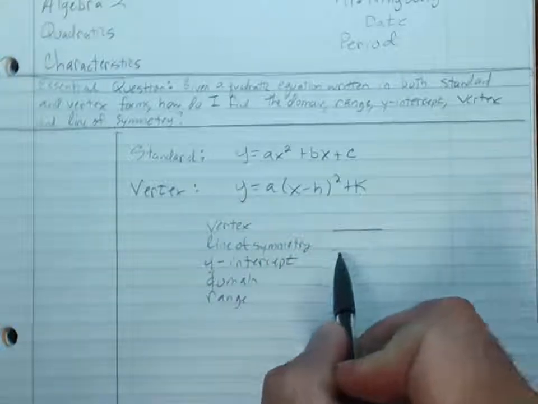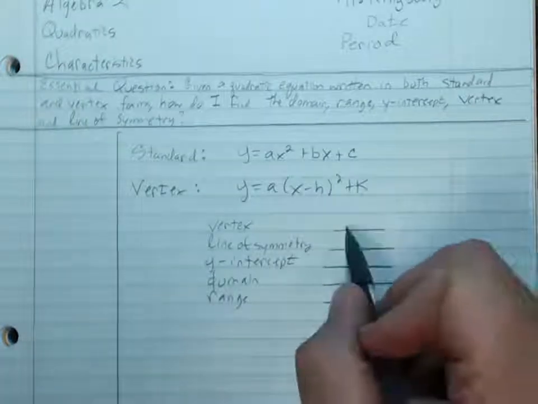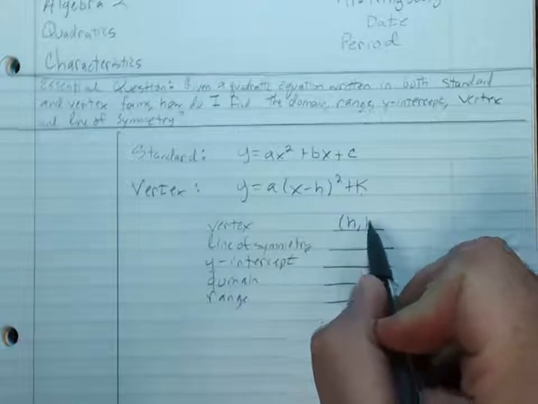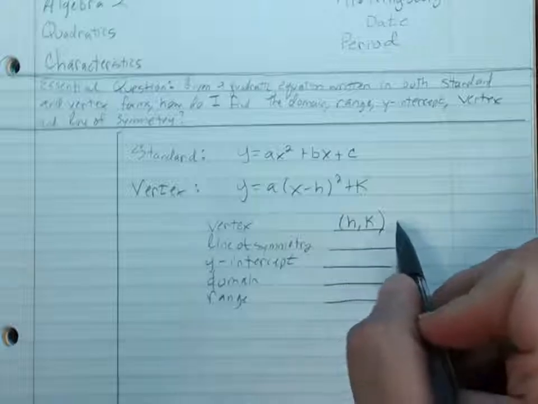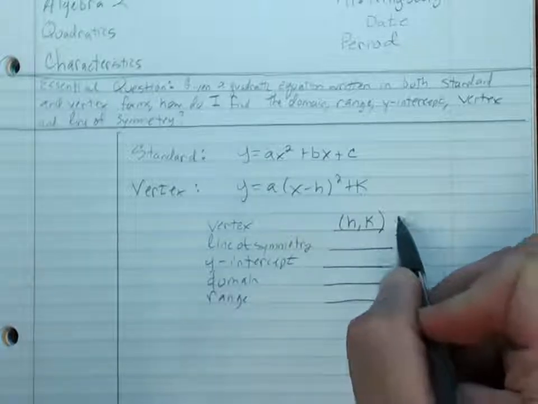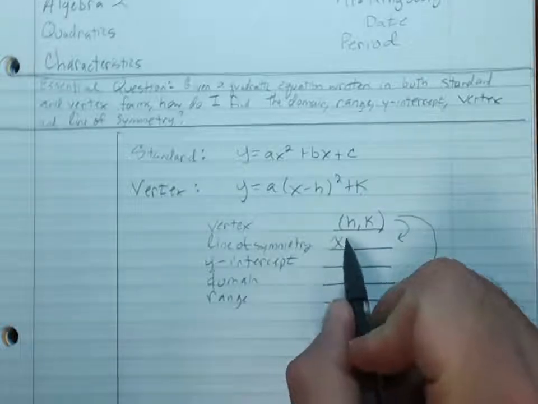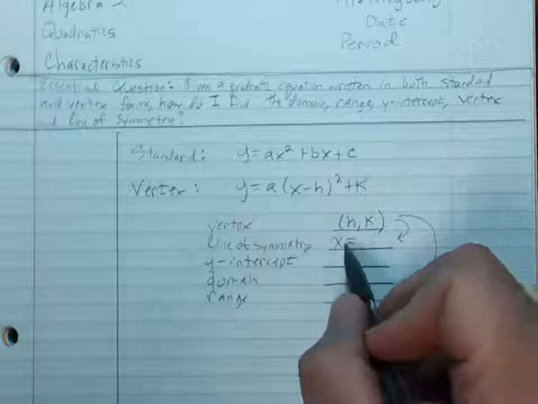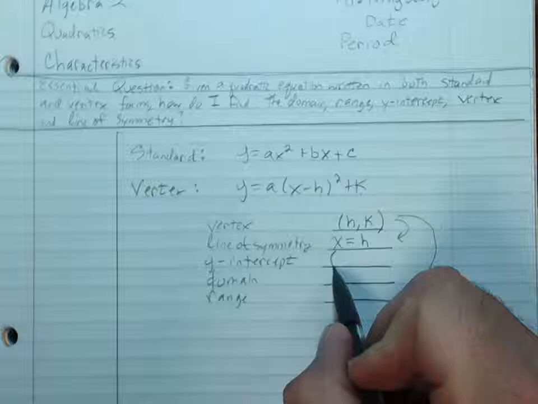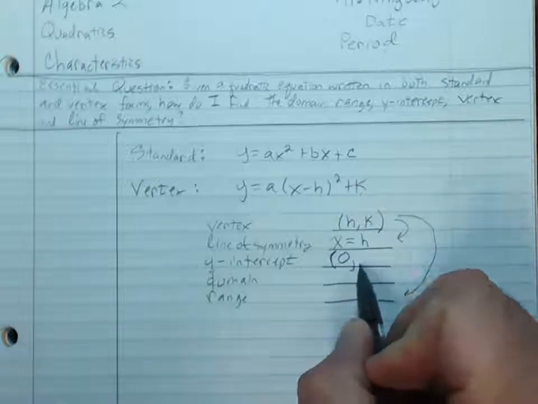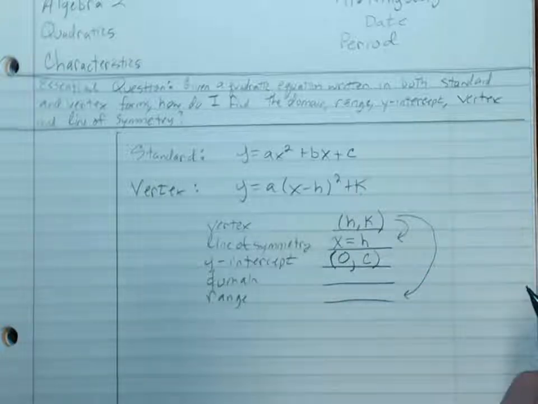So what are all the secrets here? How do we know what all these things are? For starters, the vertex is going to be the h value, comma, the k value. And that's going to be important because it's going to feed into the line of symmetry and also the range. But we'll get there. The line of symmetry will always be x equals something. In this case, it will be x equals the h value. The y-intercept is always written as an ordered pair. It will be 0, comma, some number. That number is actually the c value from the standard form equation.